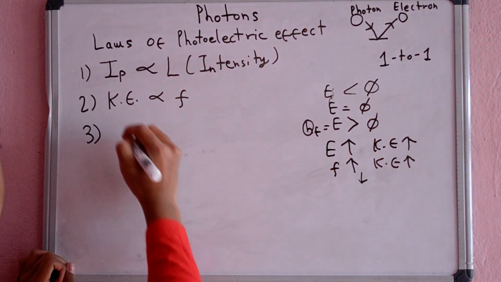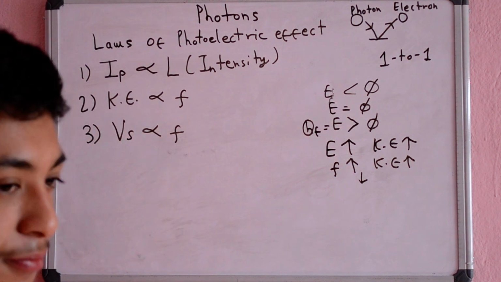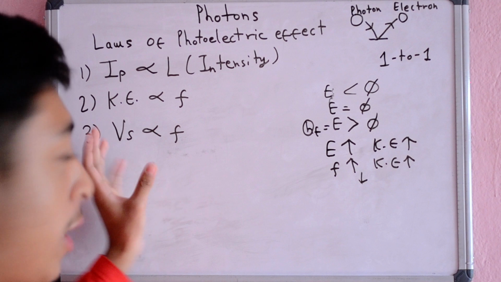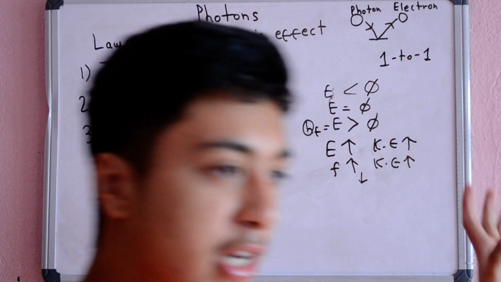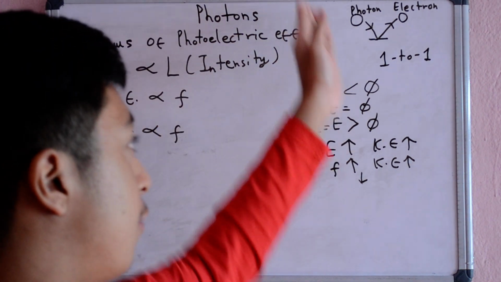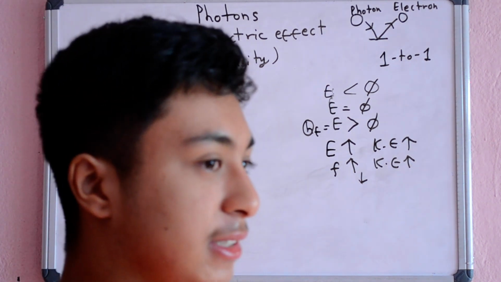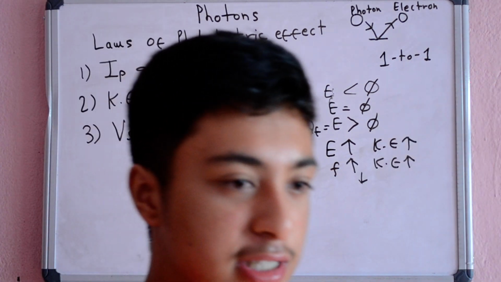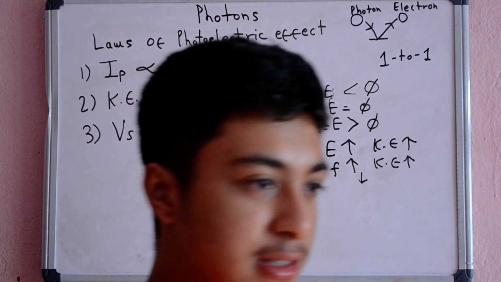Now for the third one, the stopping potential is directly proportional to the frequency. Now, first of all, what is stopping potential? It is the potential applied to stop the photoelectrons from moving out, right? Because when a photon knocks out an electron, as I said many times, it travels some distance, and the stopping potential is the potential to stop the electrons from moving, right?